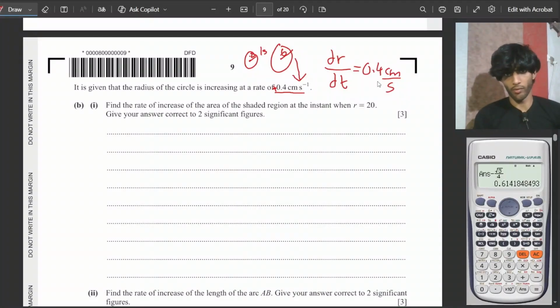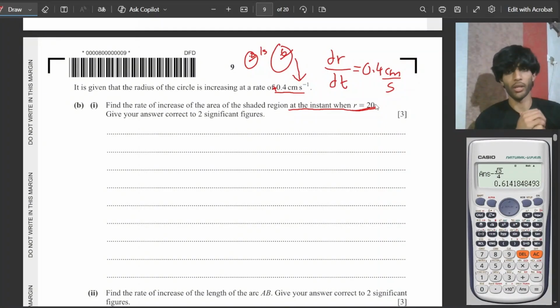The first part of part B says, find the rate of increase of the area of the shaded region at the instant when r is equal to 20. Give your answers to two significant figures. How do you approach a problem like this? Here's what you have to do. For a second, don't think about this r equals 20 part. Think about this: you need to find the rate of increase of the area.